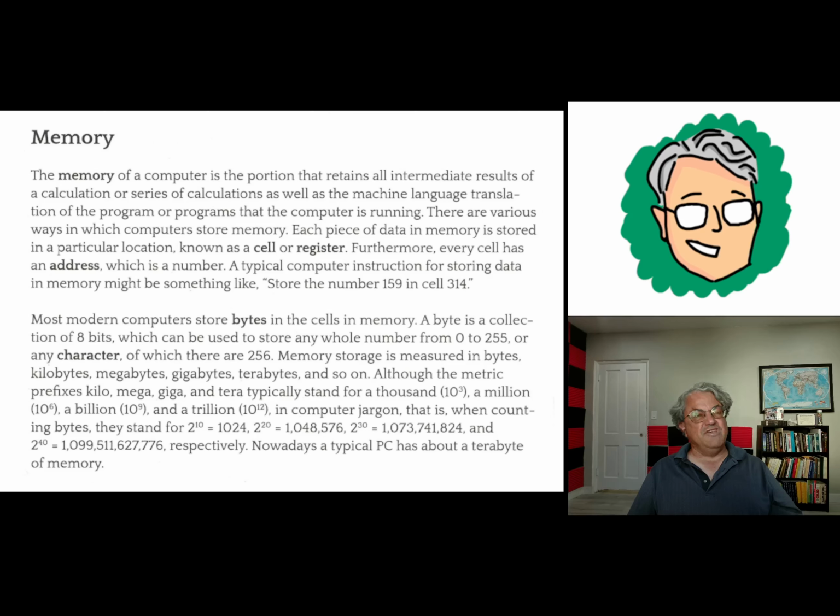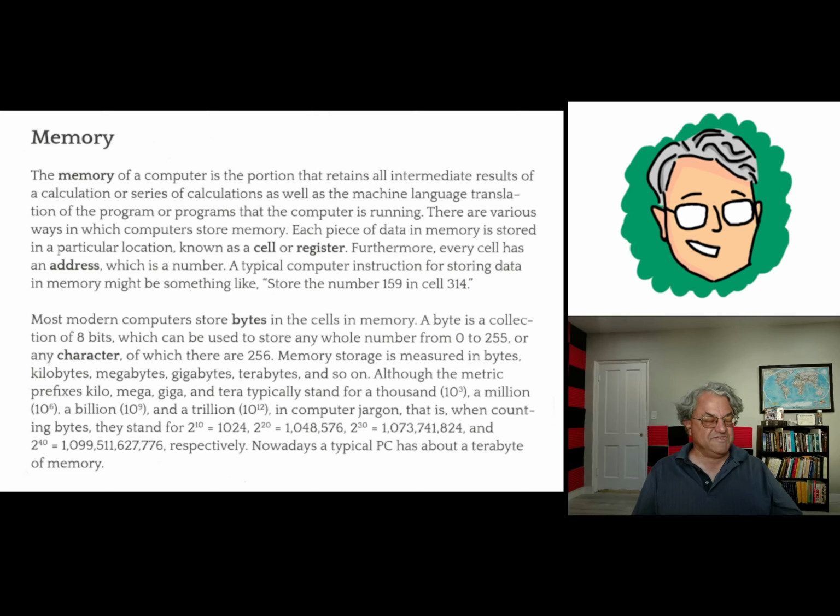And now a typical PC will store about a terabyte. That's a trillion bytes. A megabyte is a million bytes, a gigabyte is a billion bytes, and a terabyte's a trillion bytes. Actually, they're not really powers of 10. For computers, they use a slightly different convention. I guess computer scientists like binary for pretty obvious reasons. Computers work directly with binary.